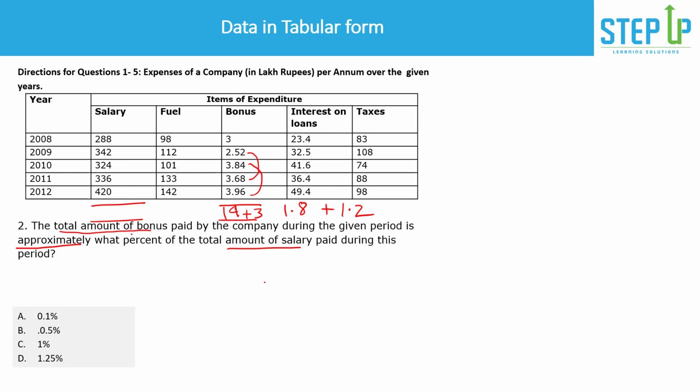So your bonus, the total amount of bonus has come as 17, right? This is what percentage of total salary? Now how much is the total salary? This you can directly add, right?